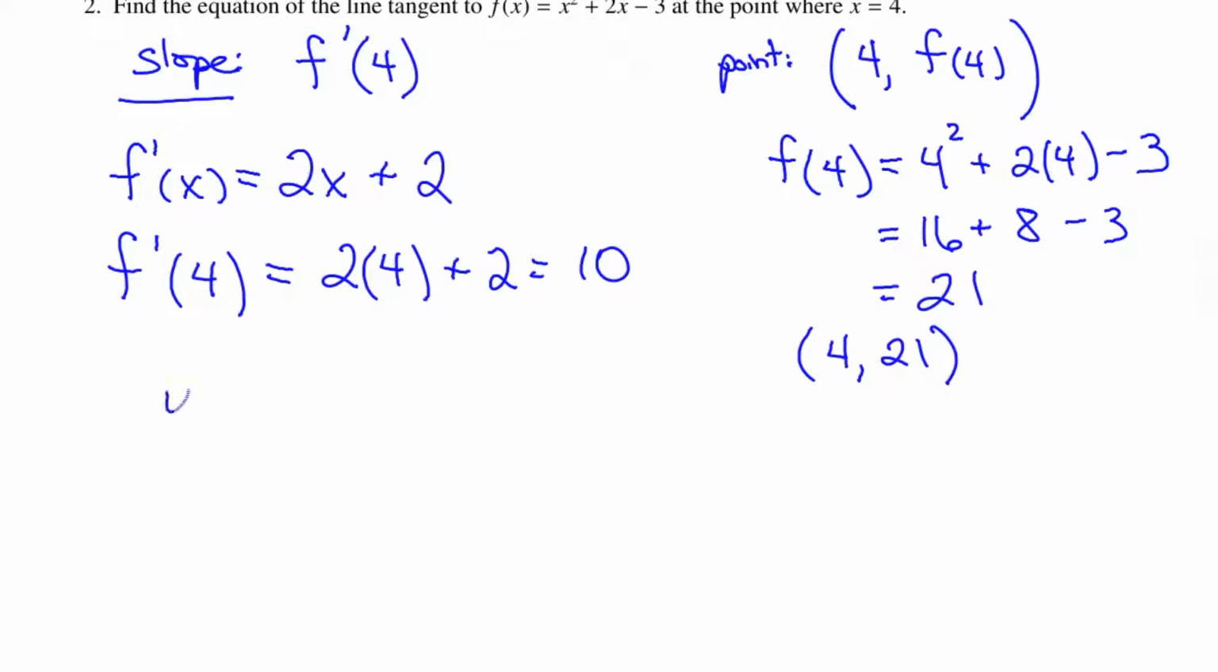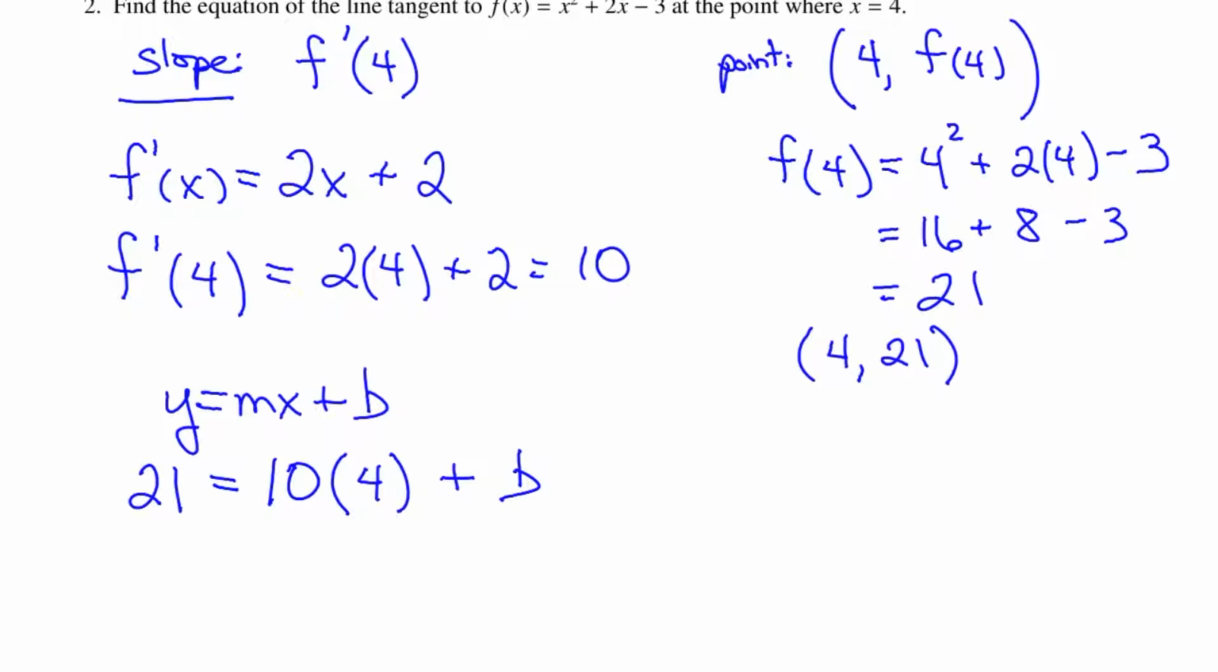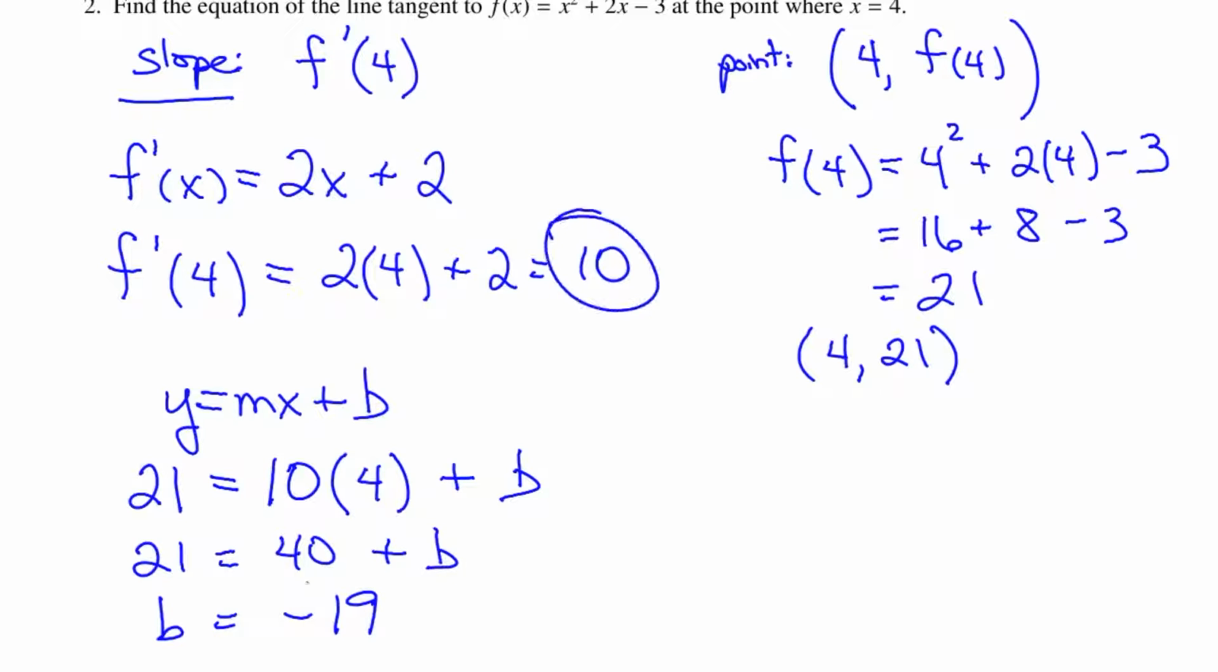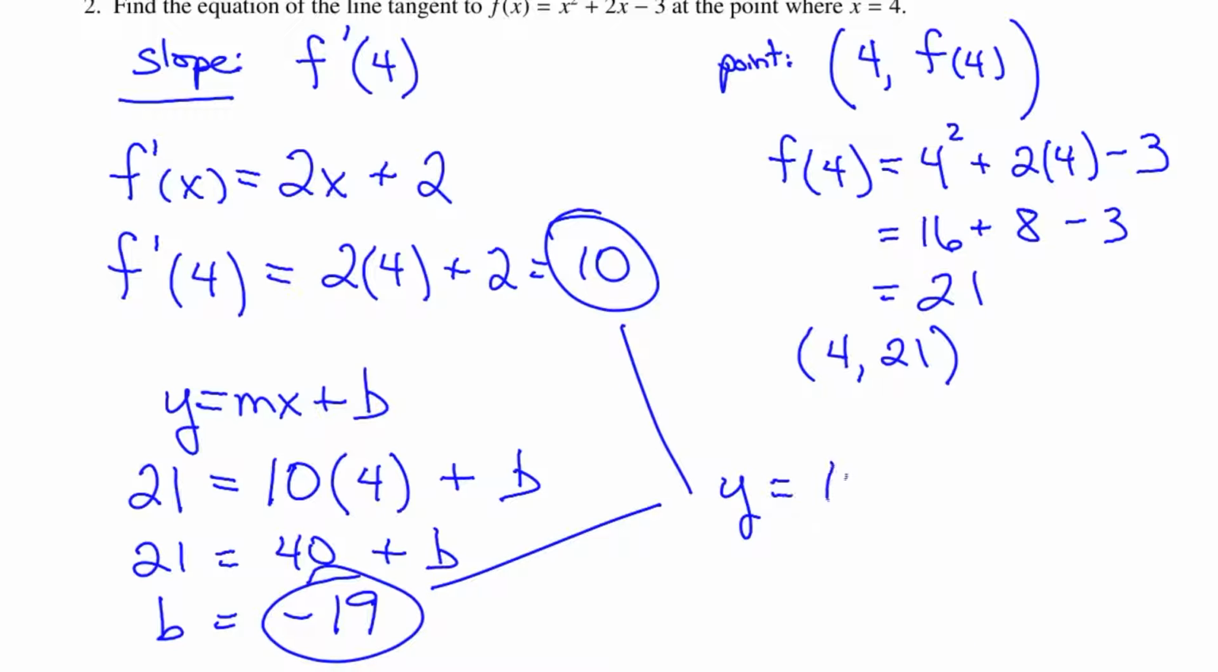And now we use y equals mx plus b. The y-coordinate is 21. The m, the slope, is 10. The x is 4. And then we have the b. So 21 is equal to 40 plus b. So that means b is equal to negative 19. So together, using the slope and the y-intercept, we get y is equal to 10x minus 19.